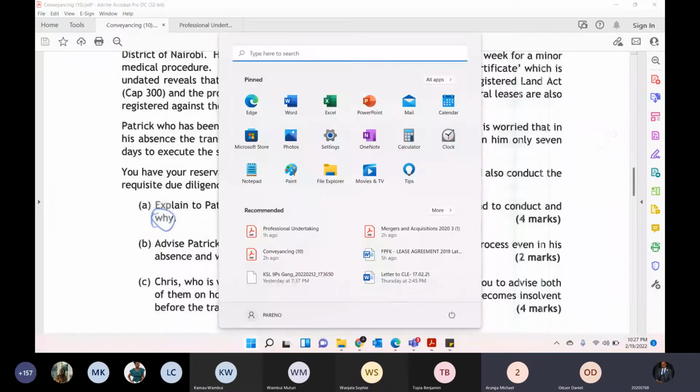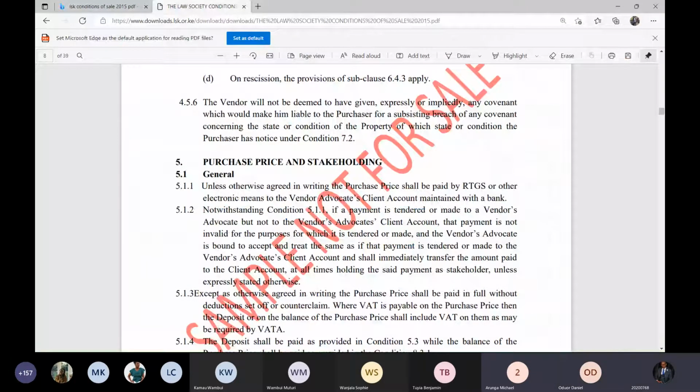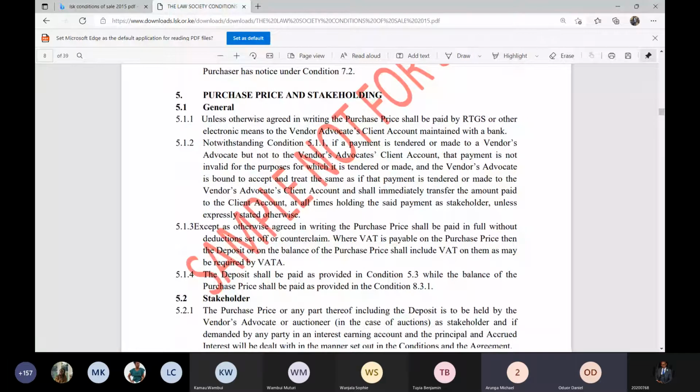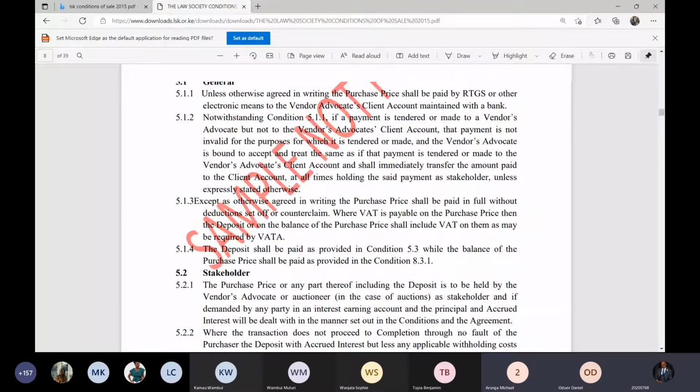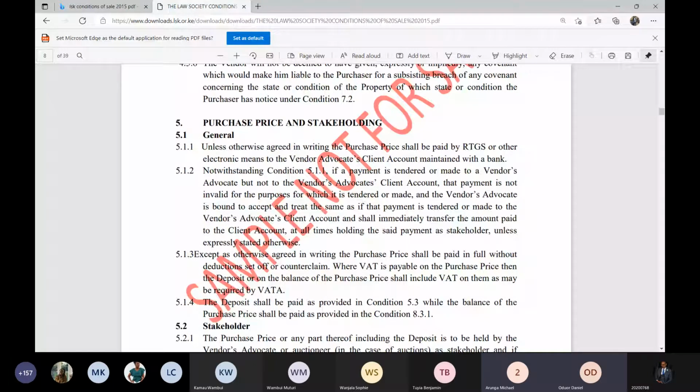Yeah, so if you look at the conditions, apart from what you are projecting, if you look at the meaning of deposit and the meaning of purchase price, you'll realize that this guy is paying a deposit. A deposit sometimes is 10% of the purchase price, but the seller agreement could say something different. Now, coming back to what you've projected, 5.11 states, unless otherwise agreed in writing, the purchase price shall be paid by RTGS or other electronic means to the vendor advocate's client account maintained in the bank.